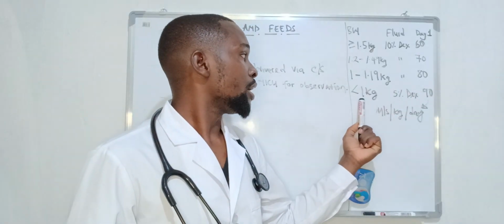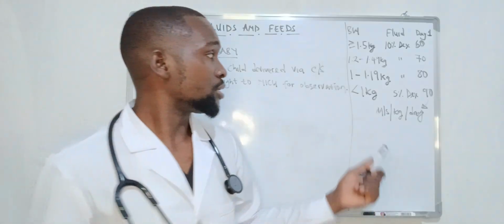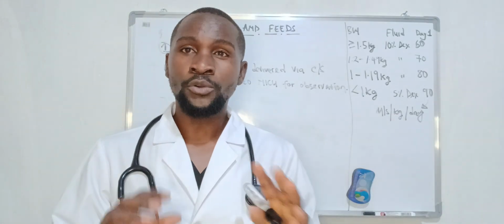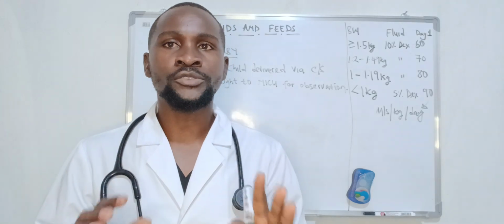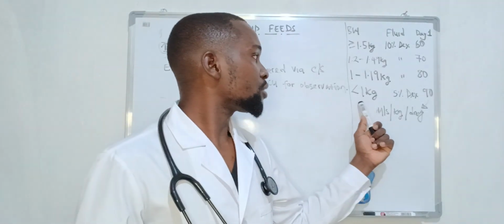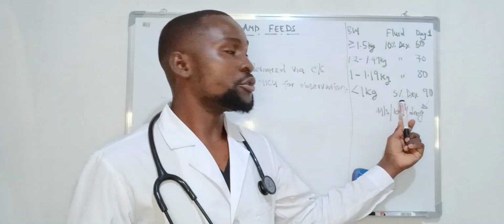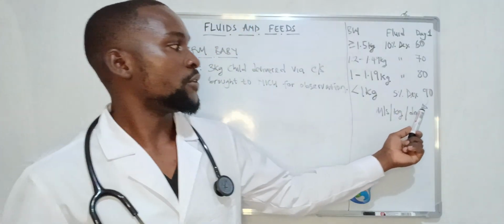And a child who weighs below 1 kg, this is most likely a premature baby, isn't it? But we'll talk about how to administer these feeds in premature babies. We're only concentrating on term babies in this particular video. So for a child who's less than 1 kg, the fluid of choice is 5% dextrose, and is supposed to be given at 90 ml per kg per day.